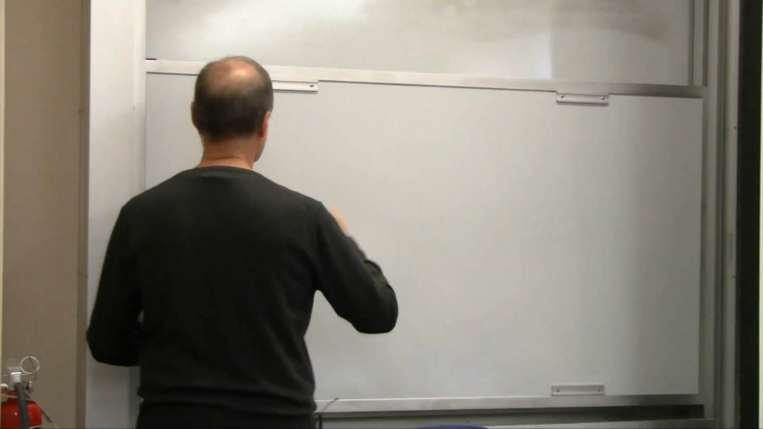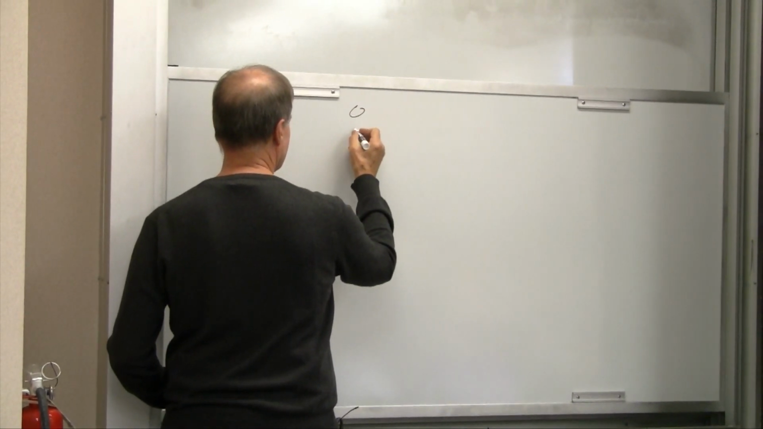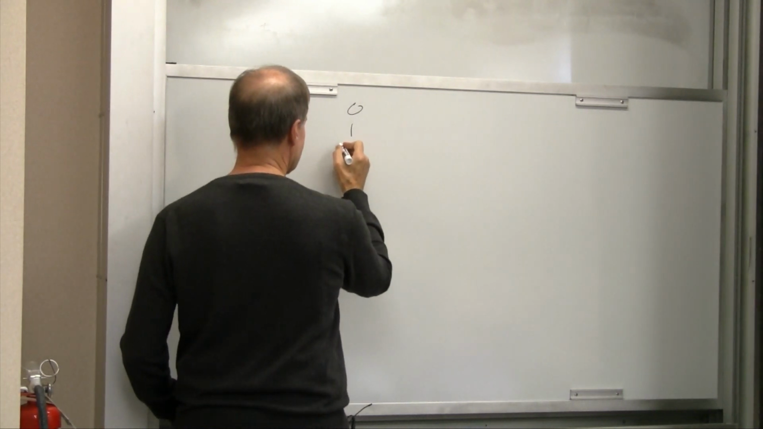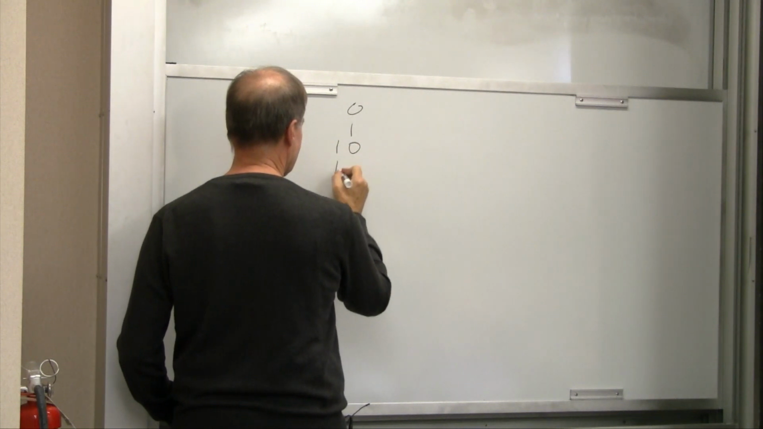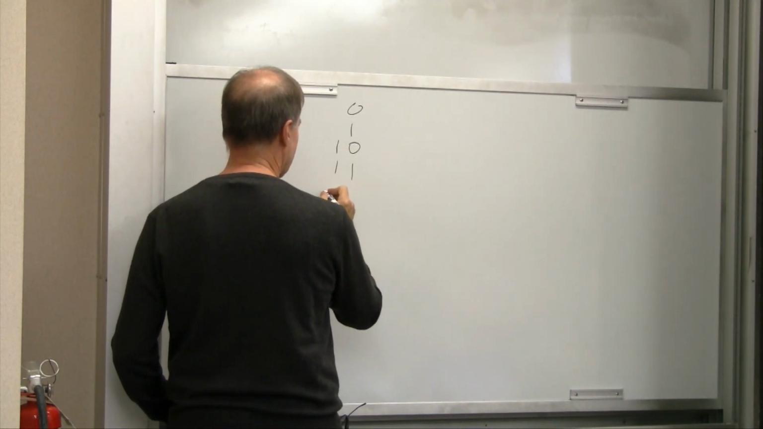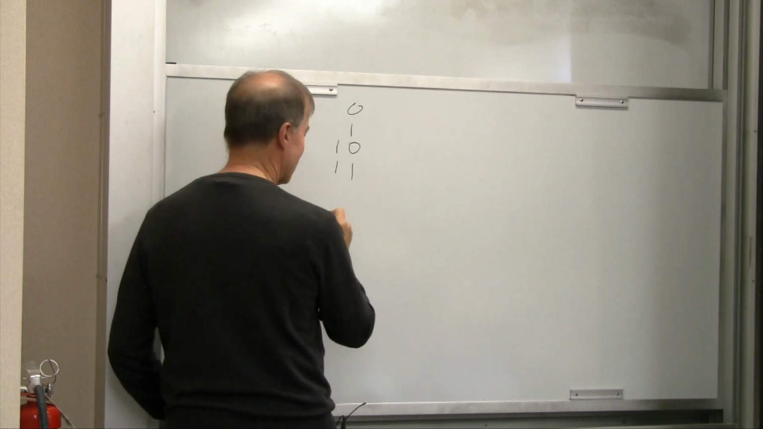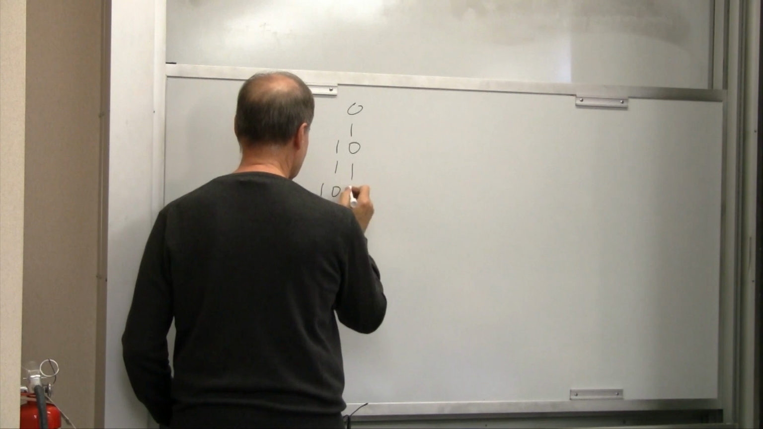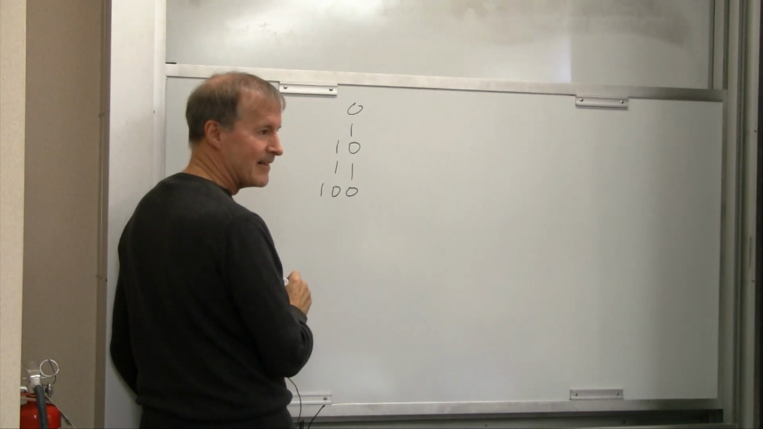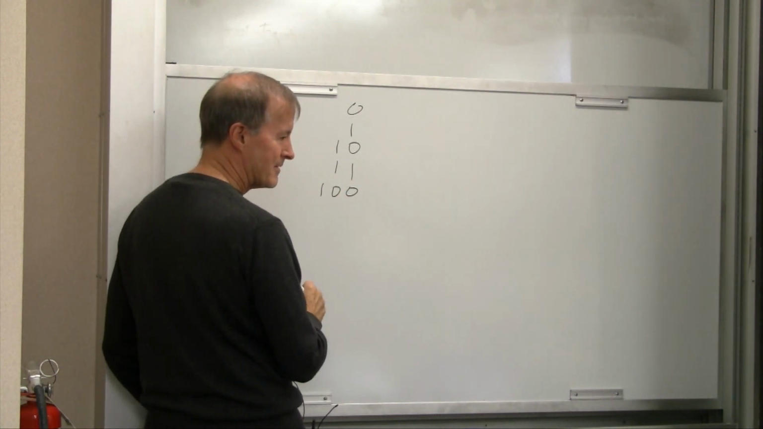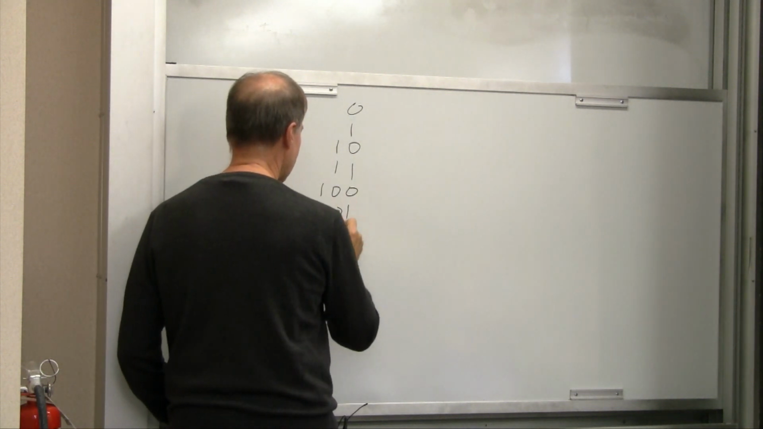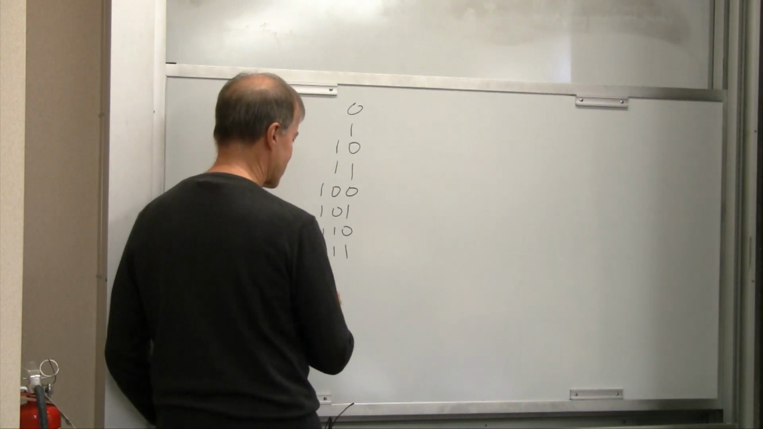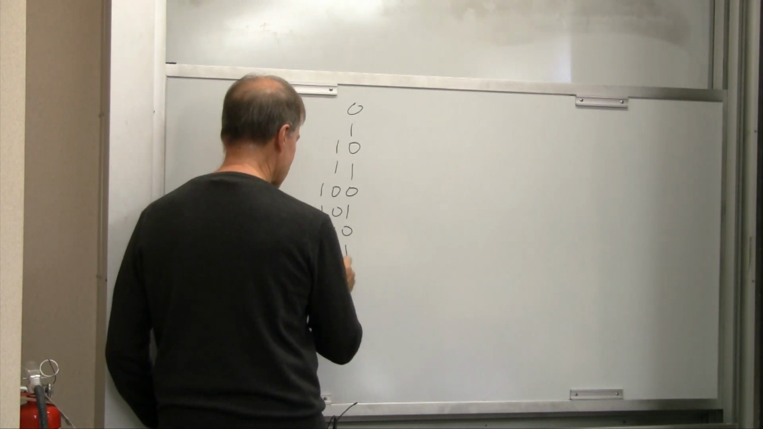All right, you tell me. 0, 1. Oops, we already ran out of fingers. What's the next one? 10. What's the next one? 11. Yeah. 100, right? Don't peek. Next slide. 101, 110, 111. Now what's the next one? 1000.